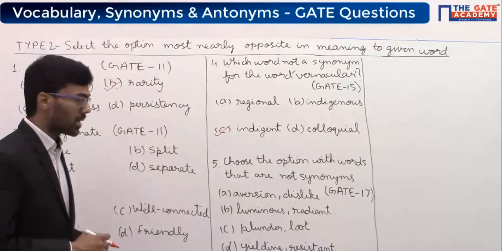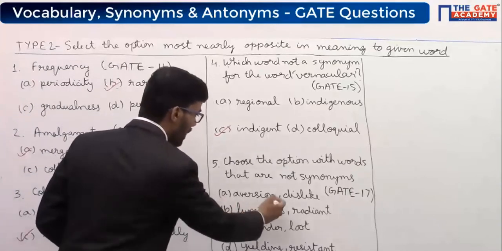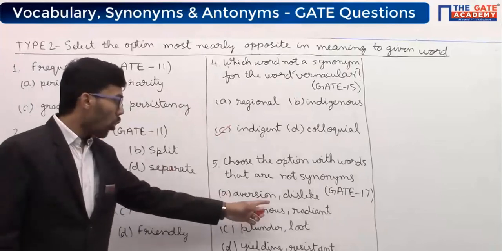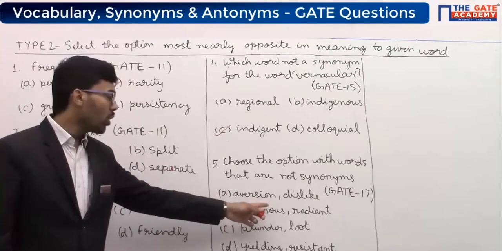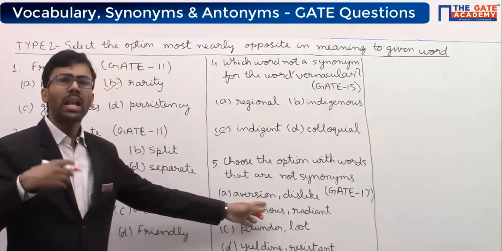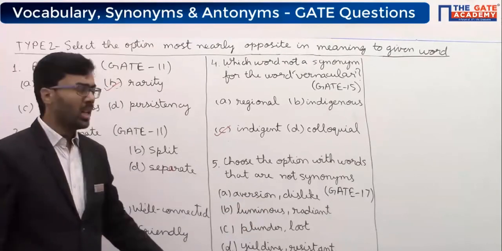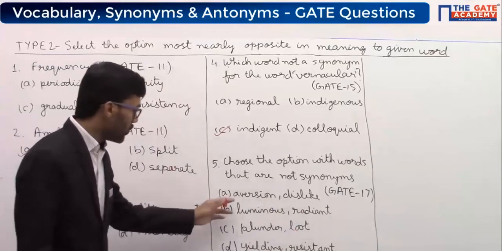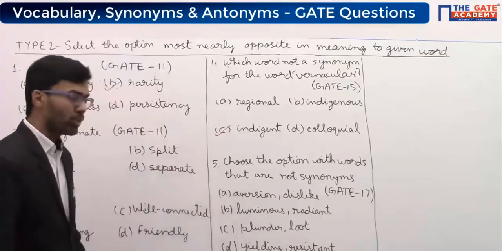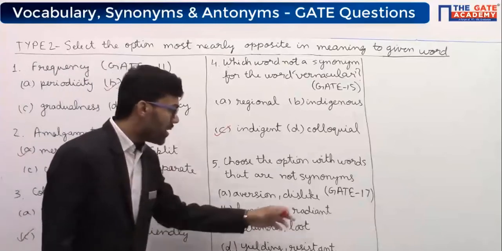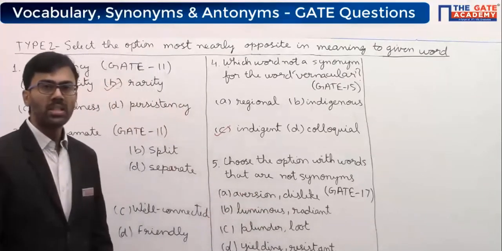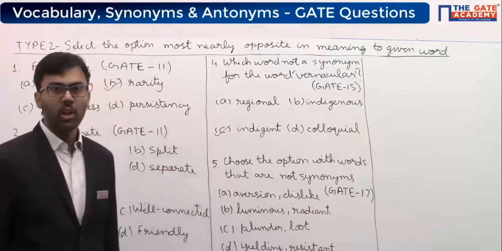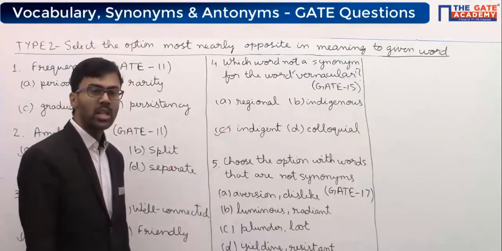Let's start discussing. Option A, the first word is aversion and the second word is dislike. The word aversion also means having a dislike or enmity or hatred for something. So aversion and dislike are very closely related synonyms. So option A is rejected. We come to option B, luminous and radiant. Luminous means something that gives light, and radiant means something that is giving away a lot of light. So again, they are very closely related words.